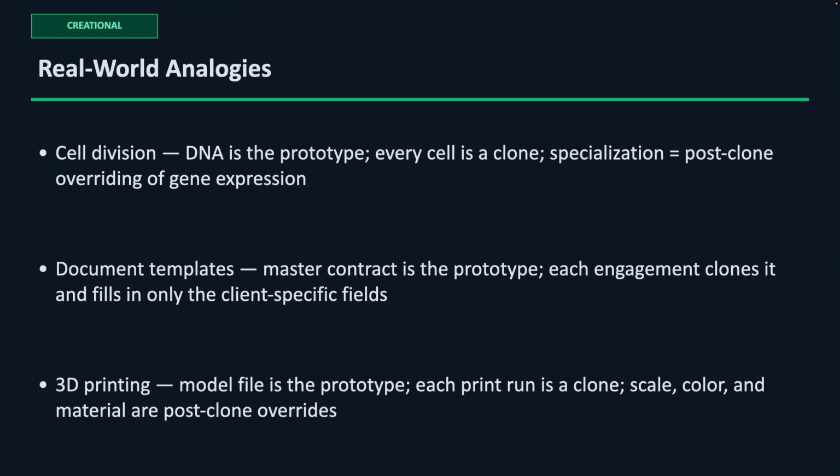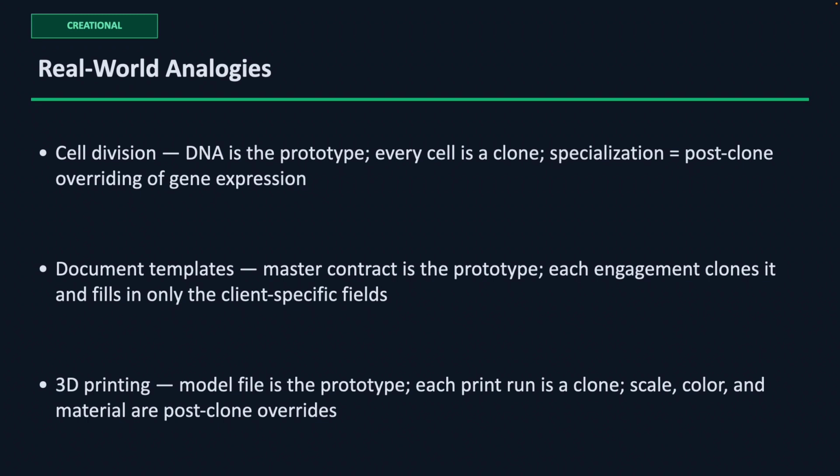The first one, we think about cell division. Every cell in your body is a clone of the original zygote. The DNA is the prototype. When a cell specializes, if it becomes a liver cell, a neuron, or a skin cell, it just overrides the specific gene expression, so the rest of the genome is inherited.